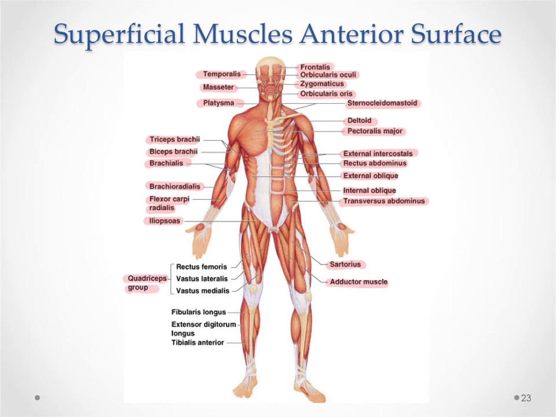Your quadriceps group, if you work your quads, you're working your rectus femoris. And again, rectus means long and straight, whereas femoris refers to the femur. Vastus lateralis, it's on the lateral side of the body, which is on the outside. Vastus medialis is toward the inside of the body, or the median. Fibularis longus, extensor digitorum longus, and the tibialis anterior, of course, would be on the front of the tibia. So you can see how some of these names can help you identify the shape and where they're on the body.